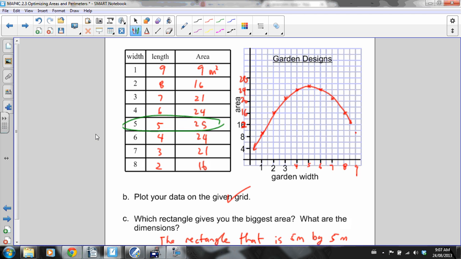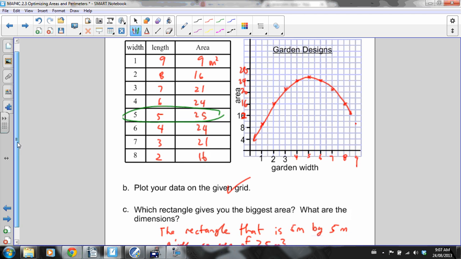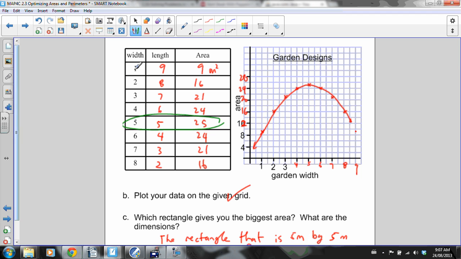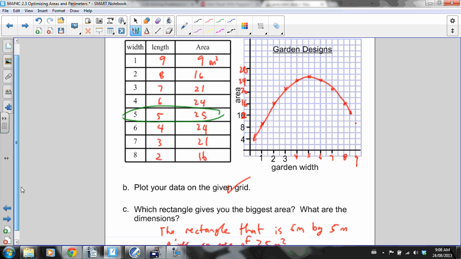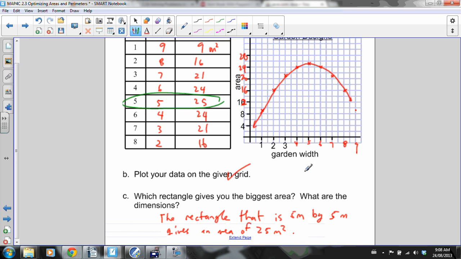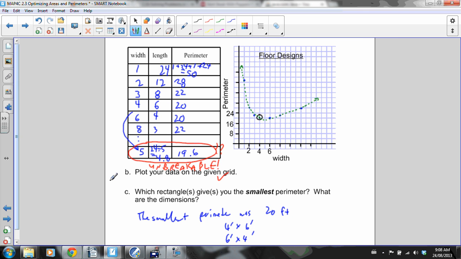Okay, there's the first one. All of these numbers, notice, give you a perimeter of 20. Halfway around, these numbers add to 10, half the perimeter, and I get the maximum area. The maximum area happens when it's 5 by 5. Overleaf.